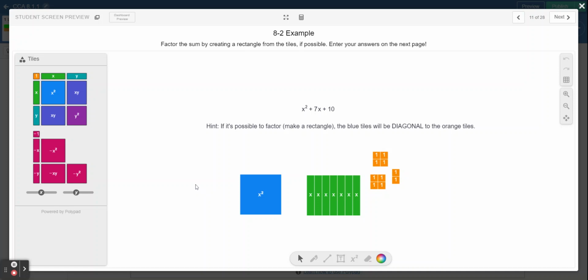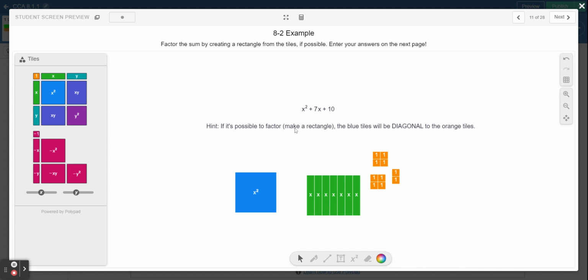All right, here we've got problem 8.2 on Desmos, and I've got my algebra tiles with my expression. I've got x squared plus 7x plus 10, and I've got an x squared tile, 7 x's, and 10 unit tiles. My job is to factor it by making a rectangle. An actual rectangle, nothing left over, 4 sides, no gaps.